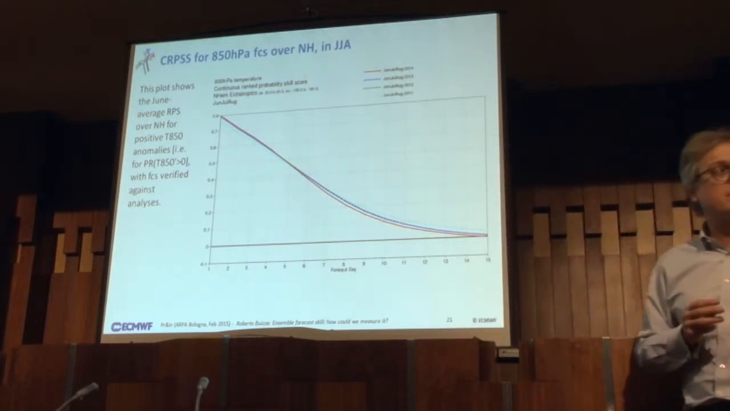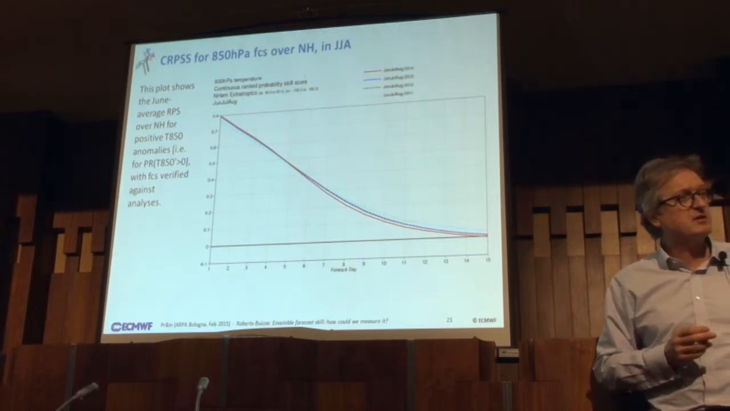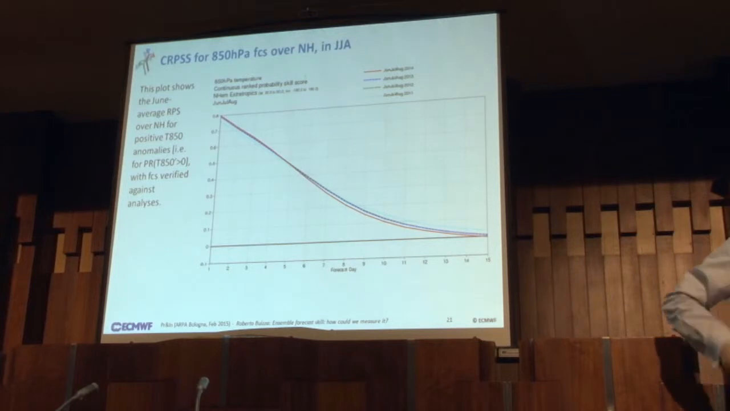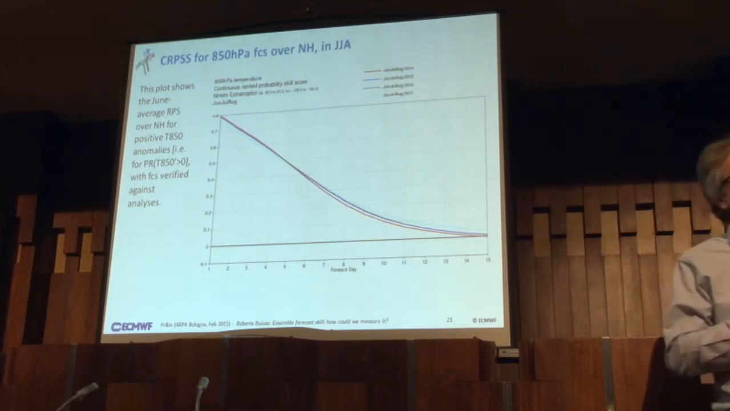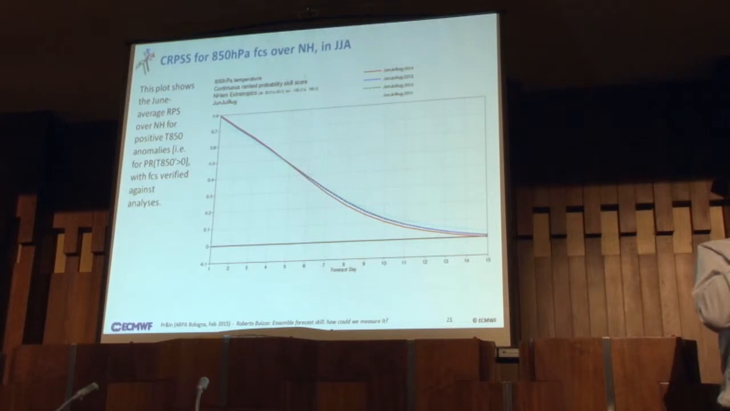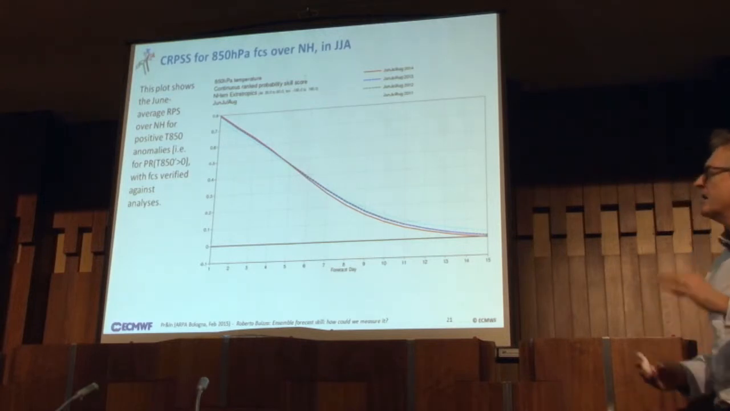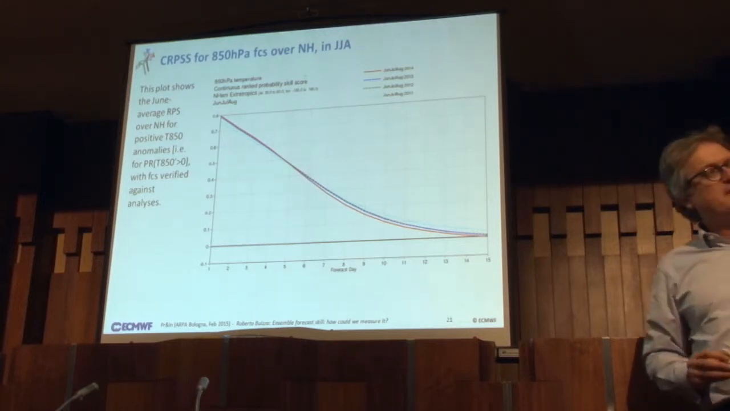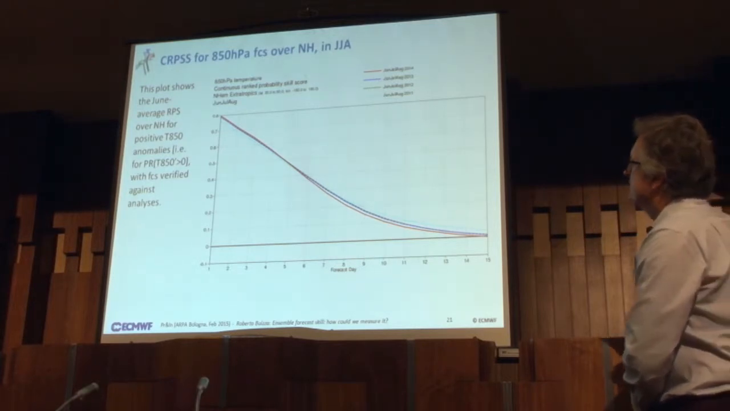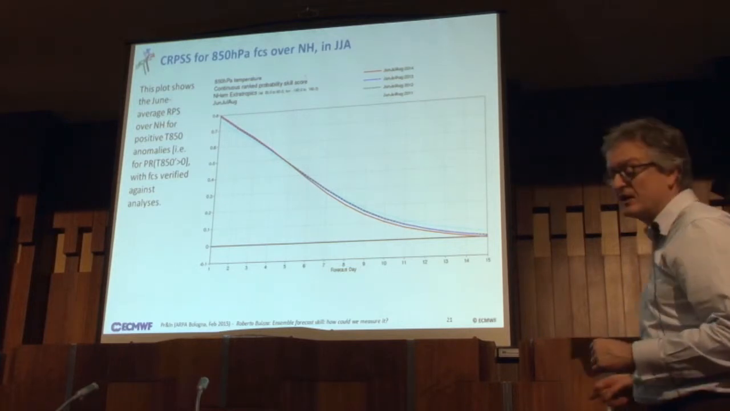If you consider the continuous rank probability skill score, the difference between it and the Brier score is that the continuous rank probability score looks at all events. It's not limited to a particular threshold, while the Brier skill score is only valid for a specific threshold.